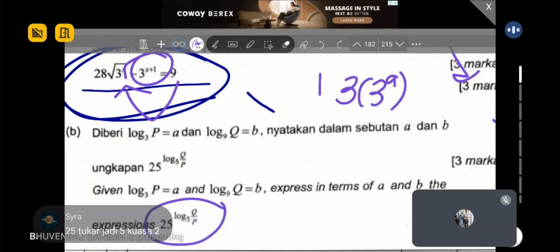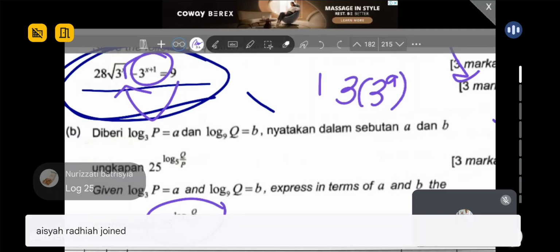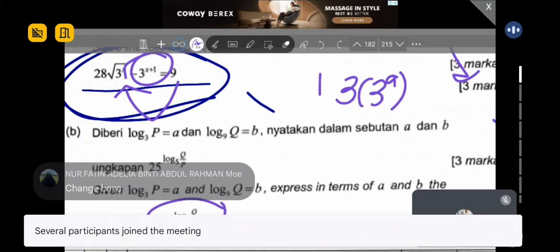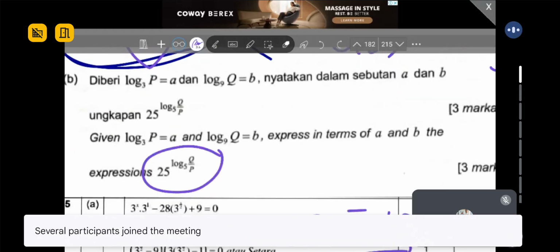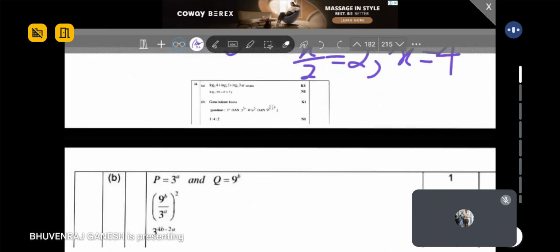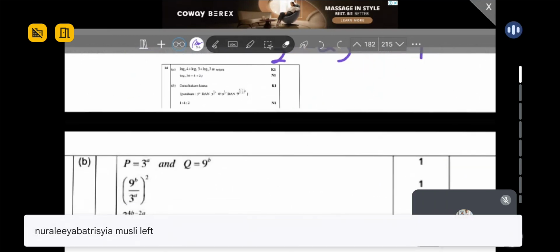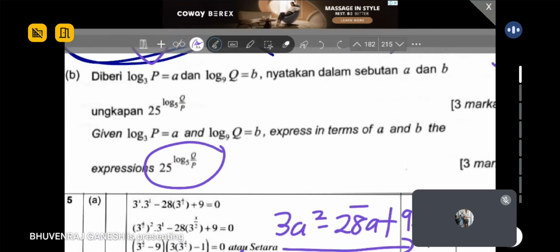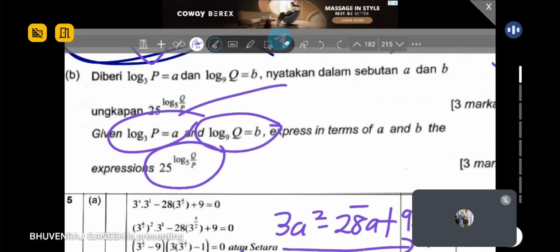Let me think and see. 25 to base 5. 25 tukar jadi 5 kuasa 2. Okay, kita tengok. Banyak kata change base. So basically apa kamu boleh buat kat sini adalah, kamu ada info yang ni kan. Cuba modify info yang diberi dulu. Try to modify this information guys.